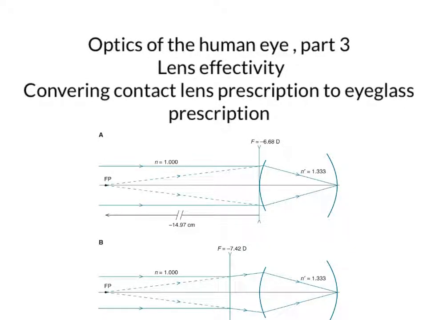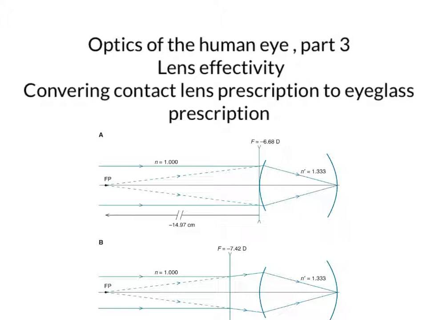This video is on lens effectivity. It's the third video of my Optics of the Human Eye series, and in this video I'll show you how to convert a contact lens prescription to an eyeglass prescription and vice versa. So lens effectivity is extremely important in clinic. You cannot be an optometrist and not know lens effectivity.